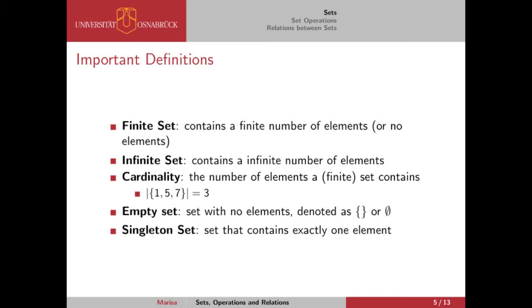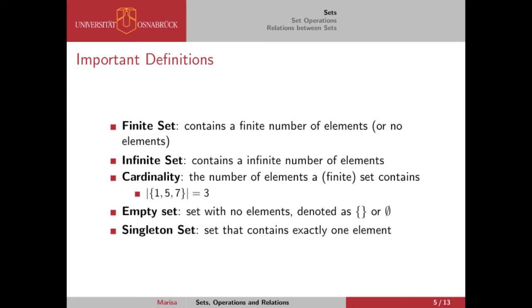A set with infinitely many elements is then of course called an infinite set. One concept that is very important is the cardinality of a set. While this word sounds a lot more complicated, it actually just stands for the number of elements a set has. In this example we have the set {1, 5, 7}. As it contains 3 elements, the 1, the 5 and the 7, it has a cardinality of 3. The cardinality is denoted with these vertical straight lines.